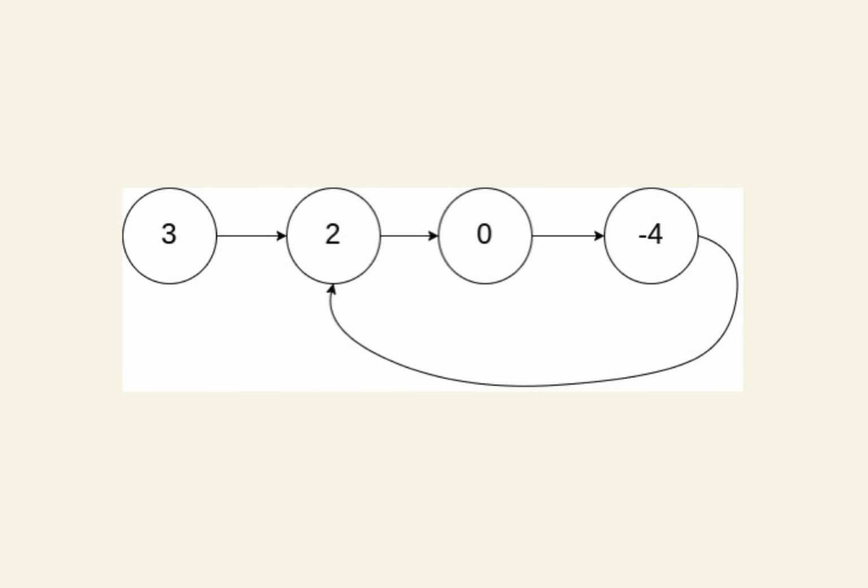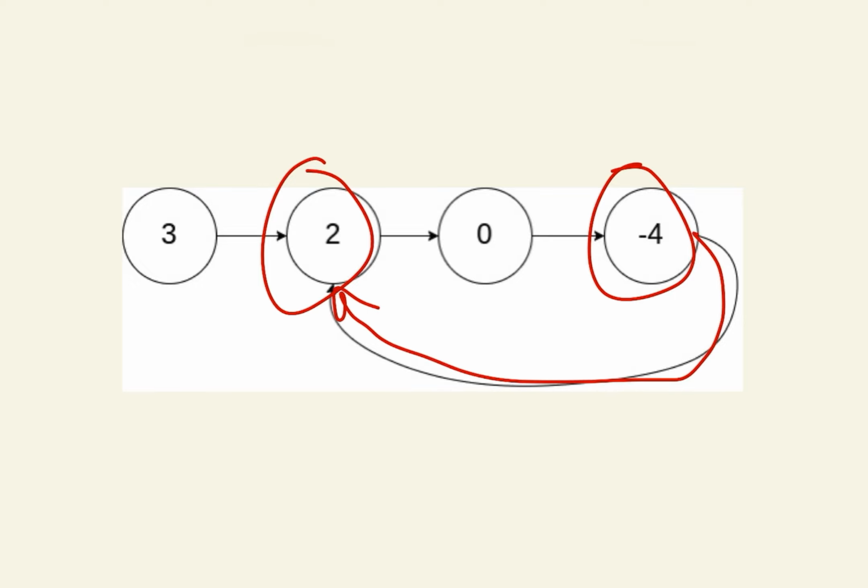We can see there is a cycle because the list node with the value -4 has a link to the list node with the value 2. You can see it. And the list node with the value 2 has a link to the 0 list node, and the 0 node has a link to -4, and so on. And that means there is a cycle.